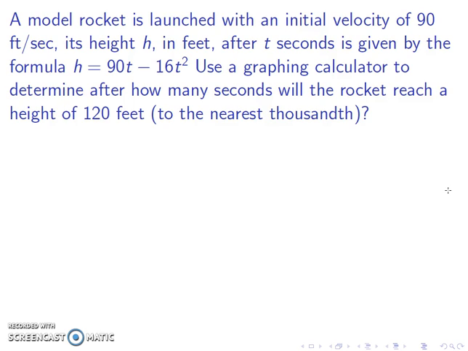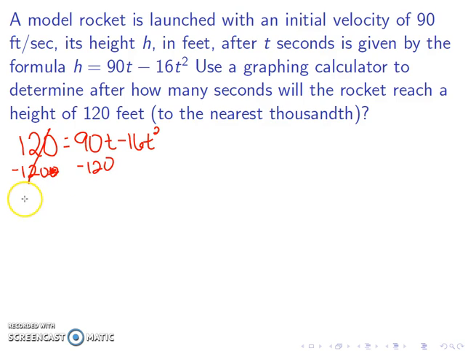Next, we want to determine after how many seconds the rocket will reach a height of 120 feet. So we know the height, but we don't know the time. That's what we're looking for. We'll need to subtract 120 from both sides to give me 0 is negative 16t squared plus 90t minus 120.